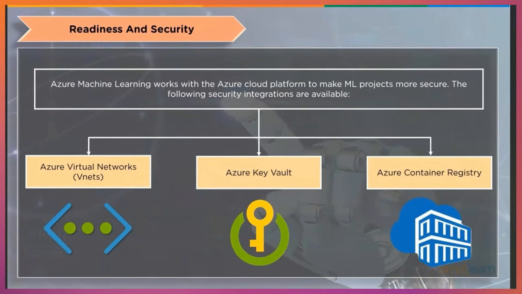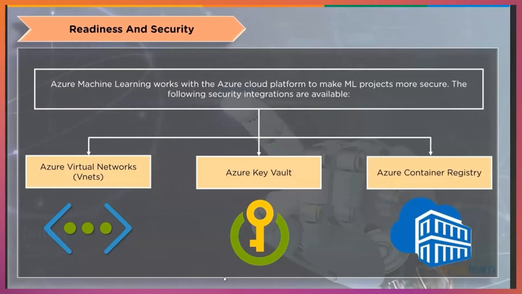Second is Azure Key Vault. This service helps manage and safeguard cryptographic keys, secrets and certificates that are crucial for securing ML models and data. Key Vault enables secure storage of credentials, encryption keys, and other sensitive information that machine learning models may need.